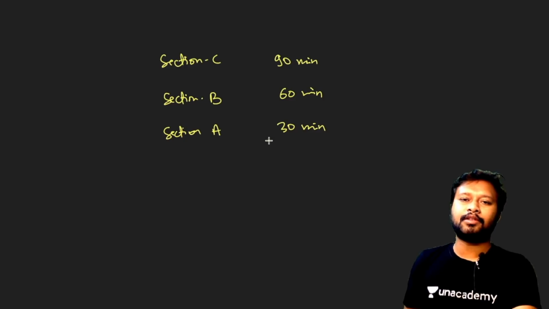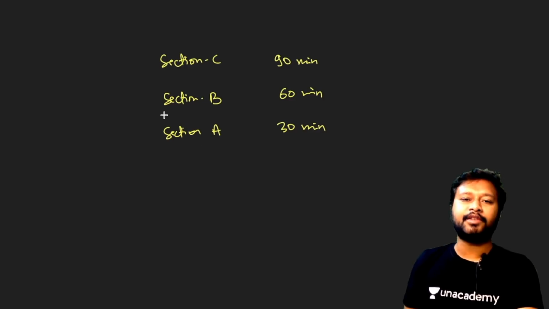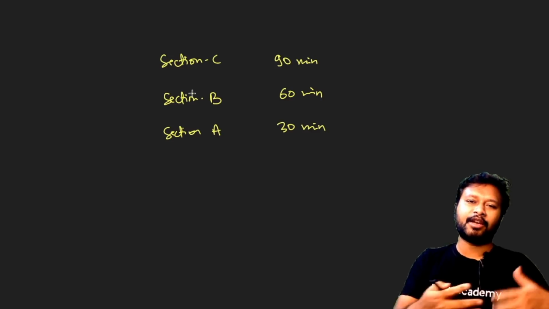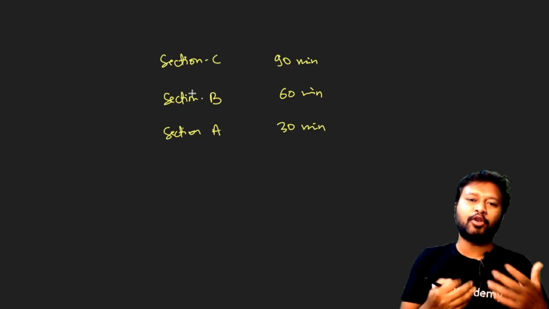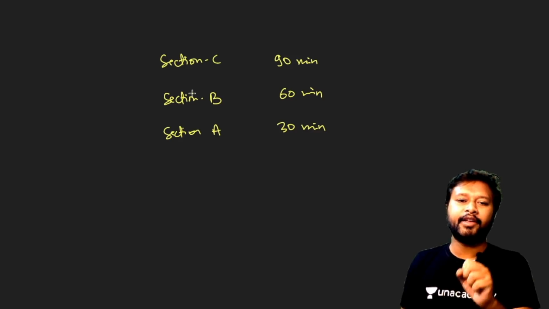Okay, now the order can be anything. You can start from part A, then part C, then part B, or you can go from part C, then B, and then A. It's all up to you. But please don't go for part B before part C. This is just a personal advice. You can definitely try your own strategy, but this is what I will suggest, because part B questions are a little bit on the trickier side than part C.